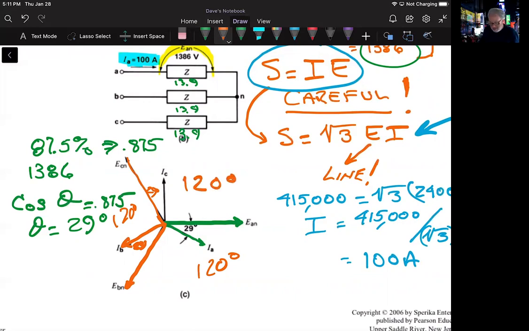So great problem, man. Just sort of takes on everything that we've done. The current lags behind the line to neutral voltage, making it an inductive environment. Current lags voltage, ELI, right? And then the complete diagram is, of course, all this. Really good problem. I'll stop there, and I think we'll see what we need to do next.